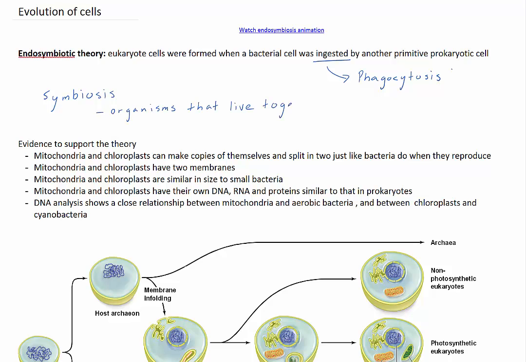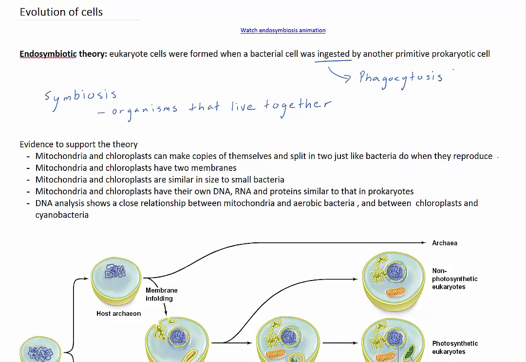Scientists believe that mitochondria and chloroplasts evolved through this process of endosymbiosis, where one species lives inside another. The evidence used to support this theory includes that mitochondria and chloroplasts can make copies of themselves and split in two, just like bacteria do when they reproduce. Both mitochondria and chloroplasts can only arise from pre-existing mitochondria and chloroplasts. They can't be formed in cells that lack these organelles.